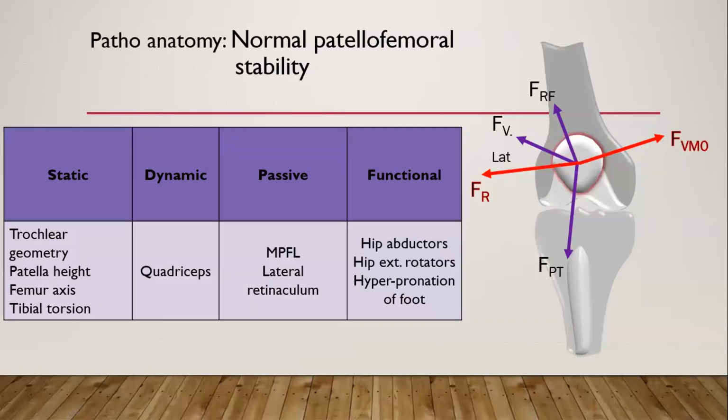Coming to the normal patellofemoral stabilizers, static stabilizers are trochlear geometry, patellar height, including patellar tendon, and femoral axis, if there is increased femoral anteversion or increased tibial torsion. Dynamic stabilizers are the quadriceps tendon and muscles. Passive stabilizers are the medial patellofemoral ligament medially and the lateral retinaculum laterally. Functional stabilizers are the hip abductors, hip external rotators, or hyperpronation of the foot.